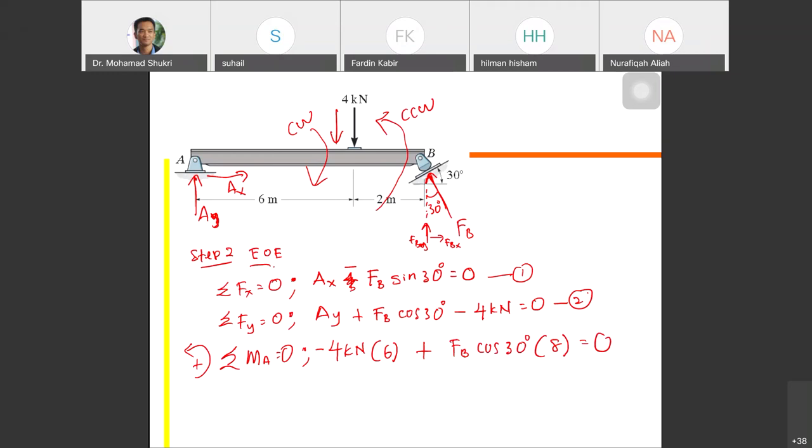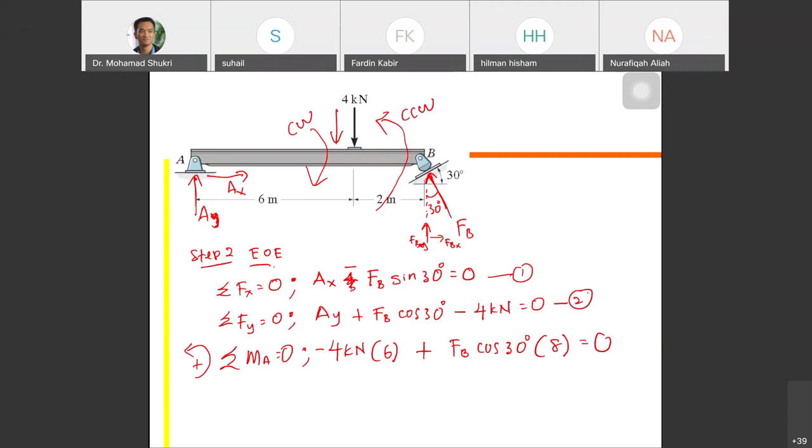So mode, equation, unknowns 3. So you have A1, you have minus sine 30, and then your FB is 1, and then 0, 0. So equation number 2, you have cos 30, 0, 1, 4 kilonewton, right? For equation number 3, you have cos 30 times 8, right? And then you have 0, and then 0, and then 4000 times 6.